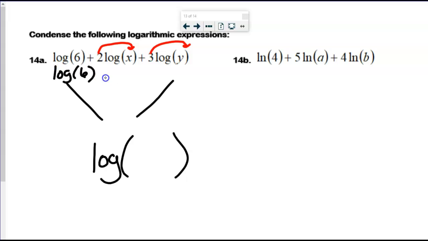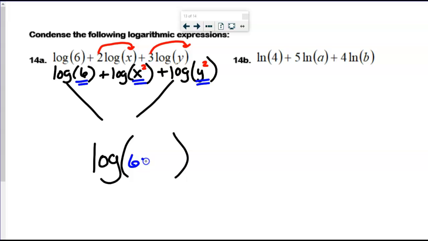Log of 6 plus log of x squared plus log of y to the third. And then what I notice is all of these logarithms are being added together. They're all positive logarithms. So when I smush them all together and condense them into one logarithm, I'm supposed to end up multiplying them all together. So I'm going to take all the things inside of the logarithms, and I'm just going to write them as a big multiplication question. So 6 times x squared times, oops, that was to the third, x to the third, times y to the third.